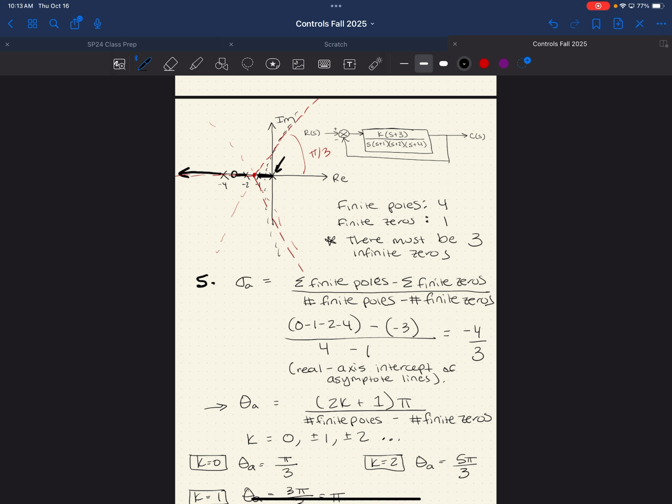Okay, so those are our asymptotes, but what does this mean about the branches? Well, it means that one of these poles has to go off in this direction, following one asymptote, and one of them has to go off in this direction, following the other asymptote.